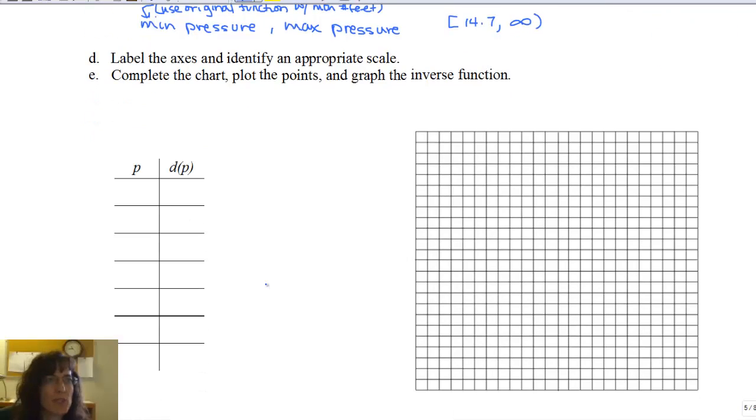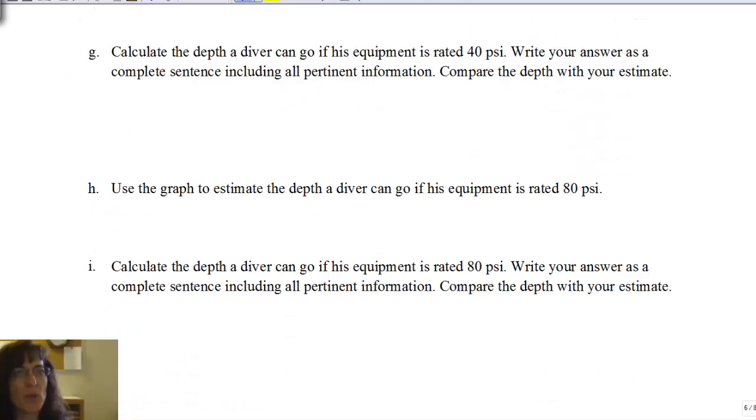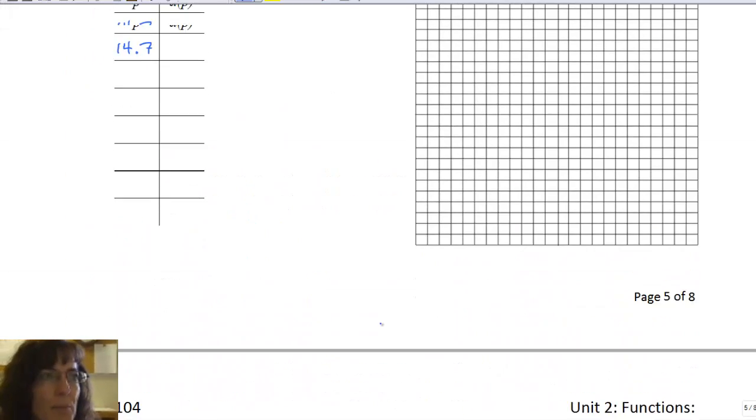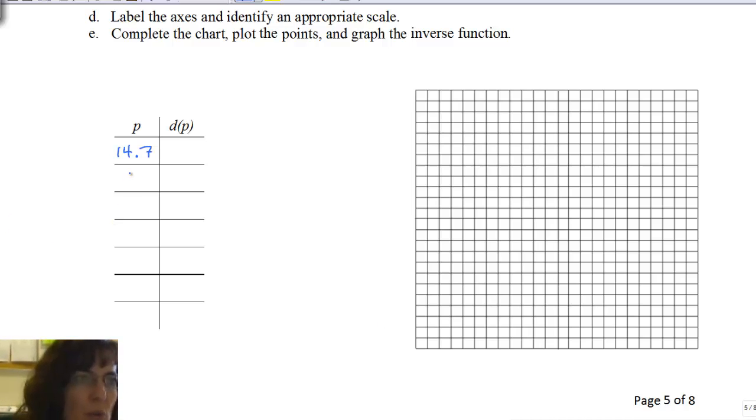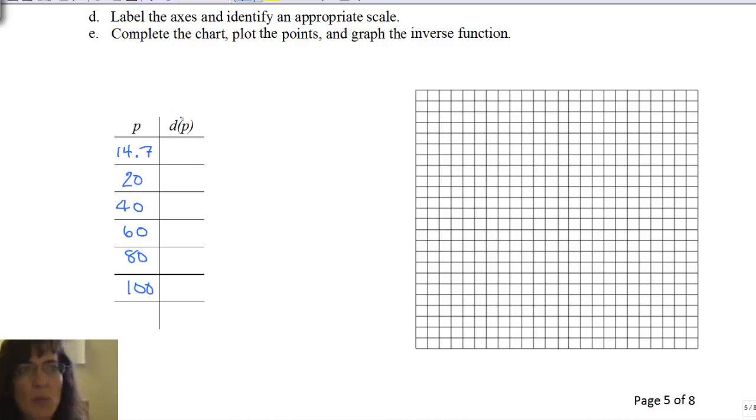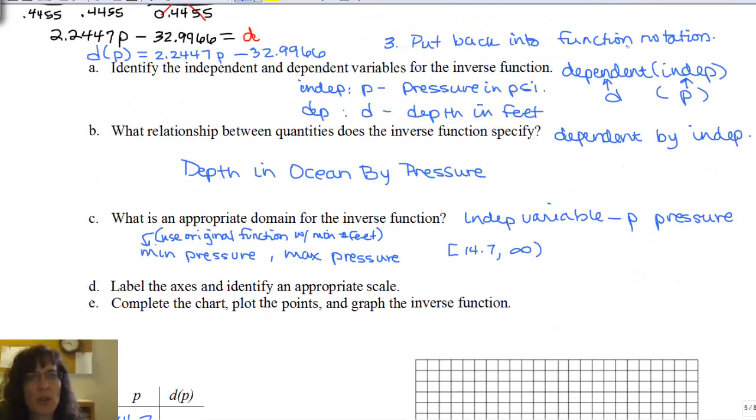Now remember that 14.7 is our minimum for our graph too, because we can't have a pressure that's lower than 14.7. And so we'll start at 14.7. We can look at some other points. We want 40 and we want 80. So maybe I want to go up by 20s. And then I'll plug into my formula just like before. My labels are going to be just like I've done before. Depth in ocean by pressure.